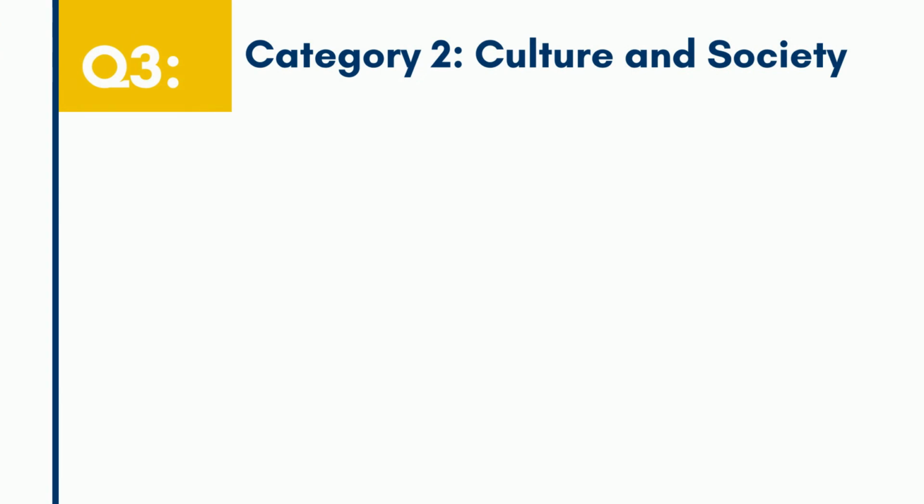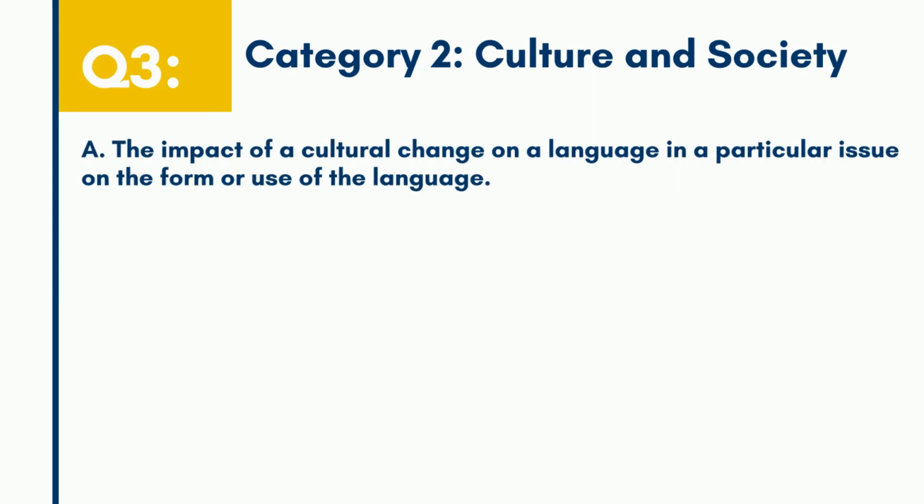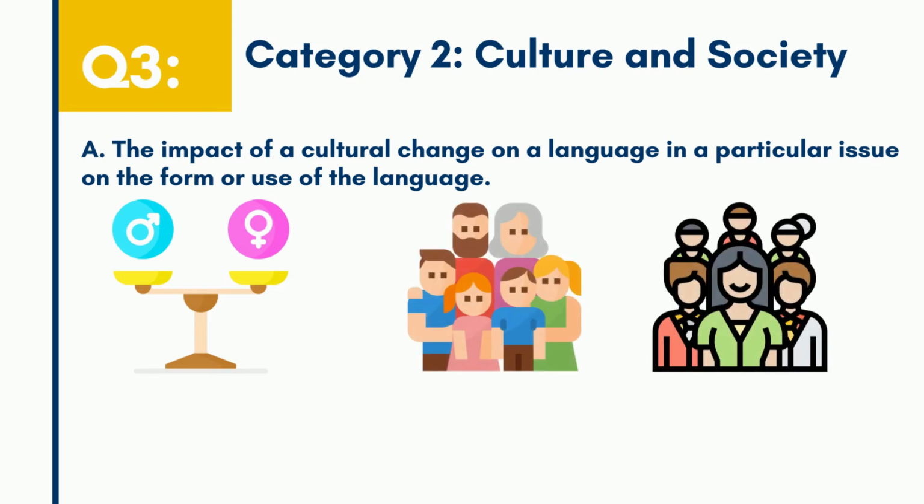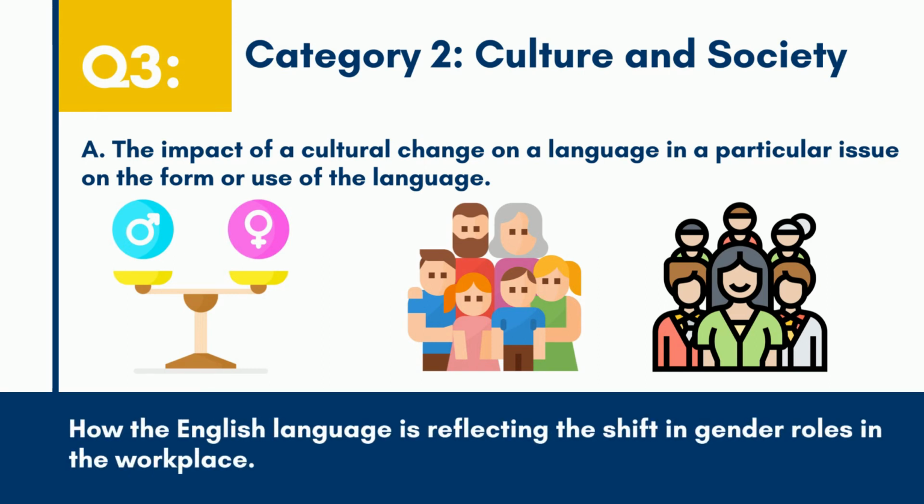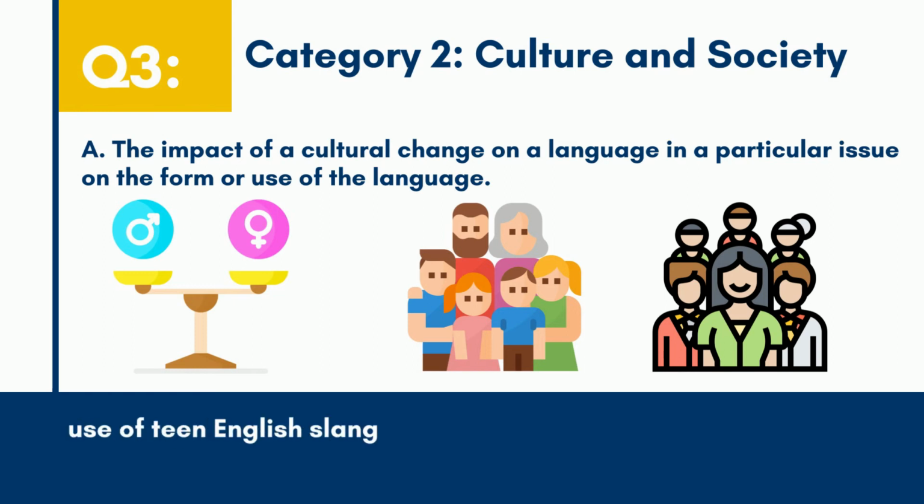The second category is culture and society. This is divided into 2 sections: The first being researching the impact of a cultural change on a language. It should be a particular issue on the form or use of the language. For example, you could explore topics associated with gender, social groups, or communities. So, you could use a research question based on how the English language is reflecting the shift in gender roles in the workplace. Another topic could refer to language and a social group, such as the rise in the use of teen English slang.